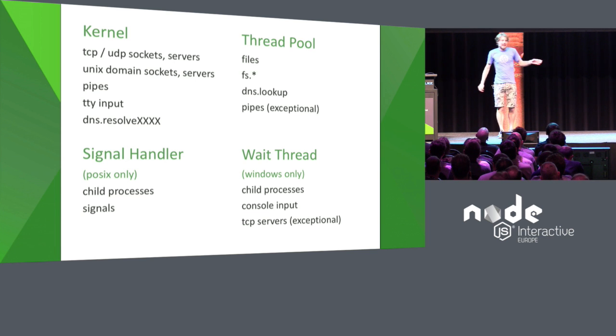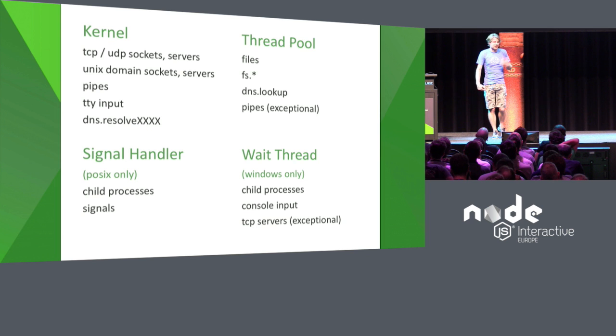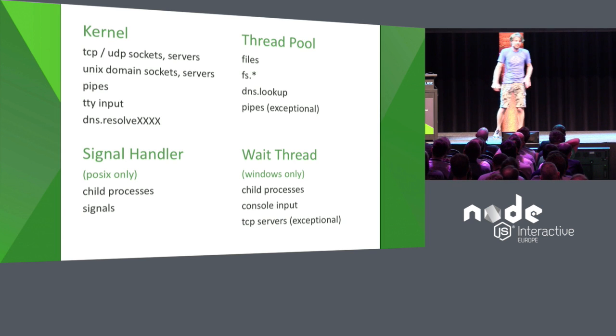And so whenever we can, we try to use the kernel. So nothing else. We just ask the operating system, hey, give us a signal and tell the event loop when something happened. But it's not always possible. Unfortunately, operating systems are not very good. And so files and sometimes pipes have to run in the thread pool.